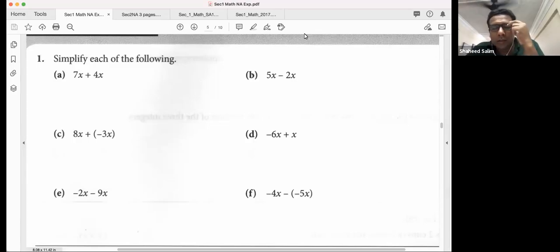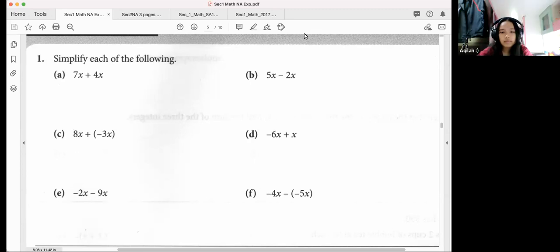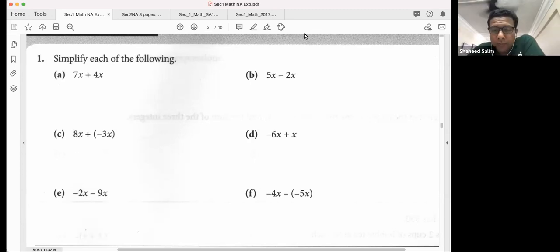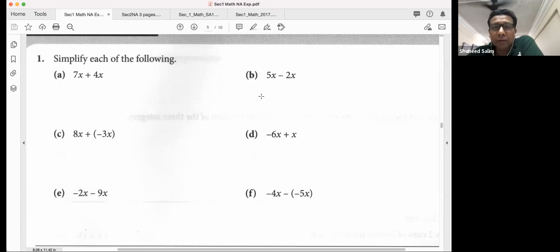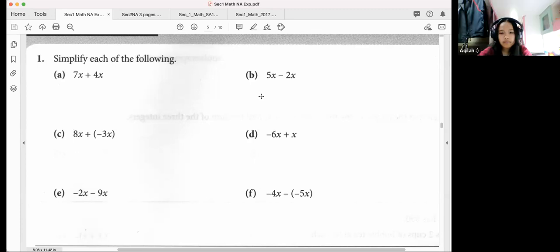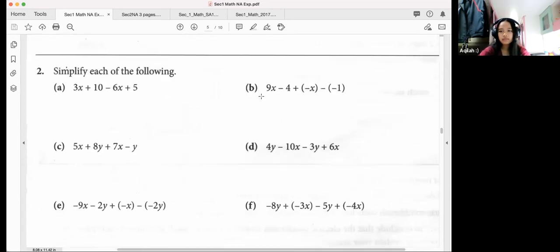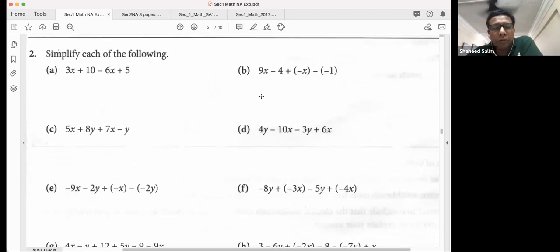Okay, D is negative 5x. Okay, E. E is negative 11x. What about F? X. So you have no issues.